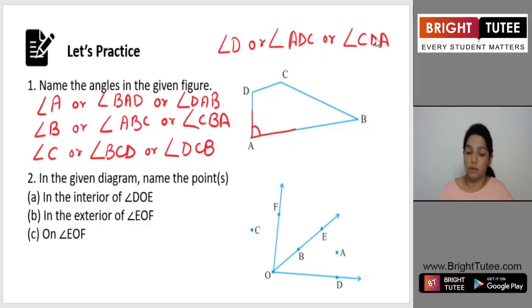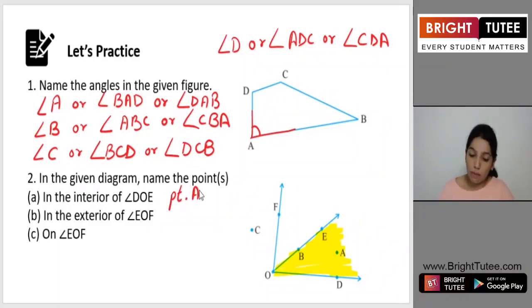That is a quadrilateral. Now in the given figure, I'm talking about question number 2. In the given diagram, name the points which are in the interior of angle DOE. So let's quickly shade what part we see in the angle DOE. This is the part that is in the interior of angle DOE. Can you see any point which is interior of this angle? I hope clearly you can see that point A is in the interior of this particular angle DOE.